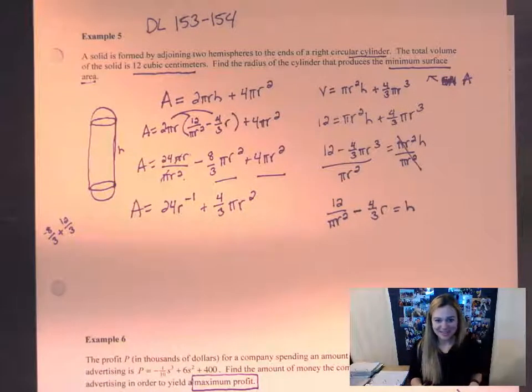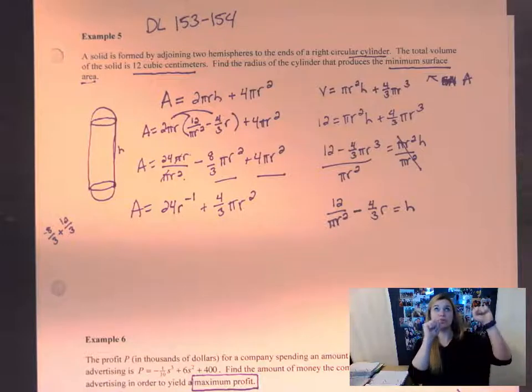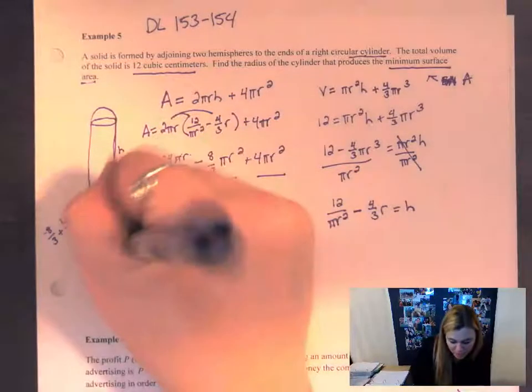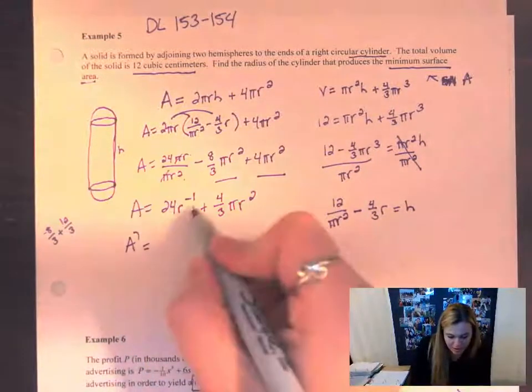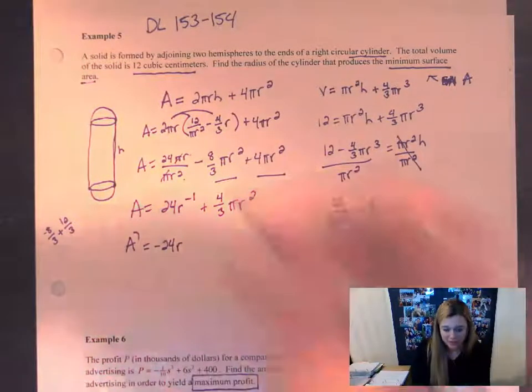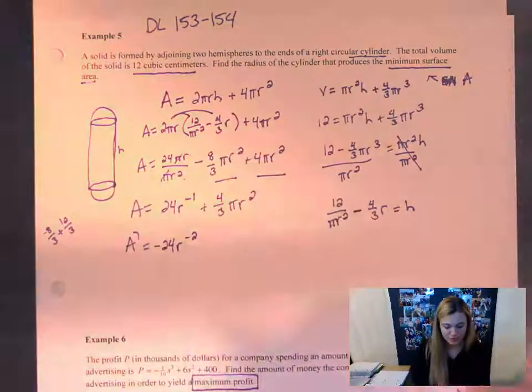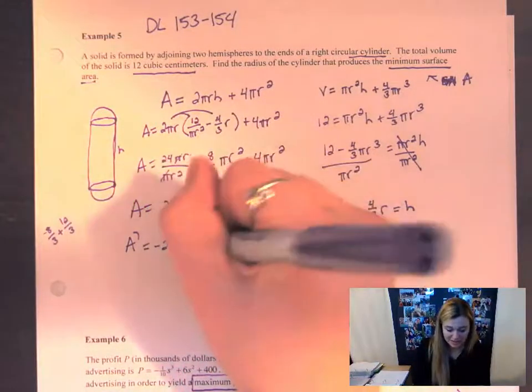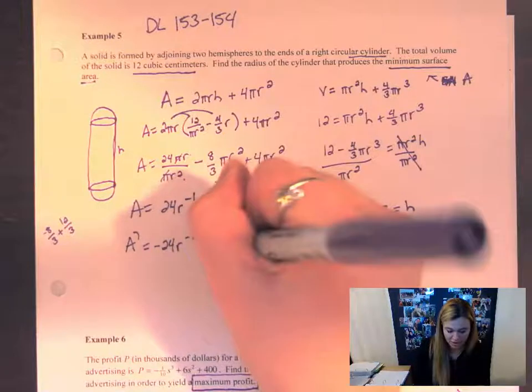Good news. We get to finally do calculus. This is mine. We get to do calculus dance. Woo! Maybe yours is like this. Okay, let's find a prime. Negative 1 times 24 is negative 24. My new exponent is negative 2. 2 times 4/3 is 8/3 pi r.